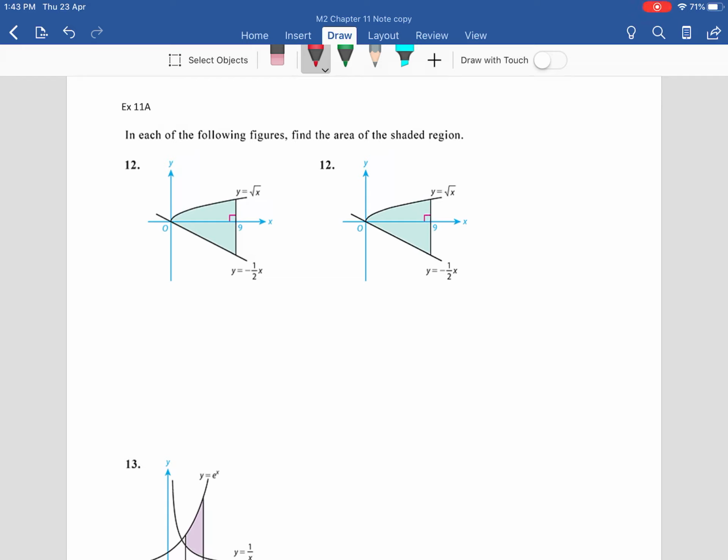Let's do exercise 11a question 12 together, okay? Find the area of the shaded region. First I call this the red curve, and this one the green line.